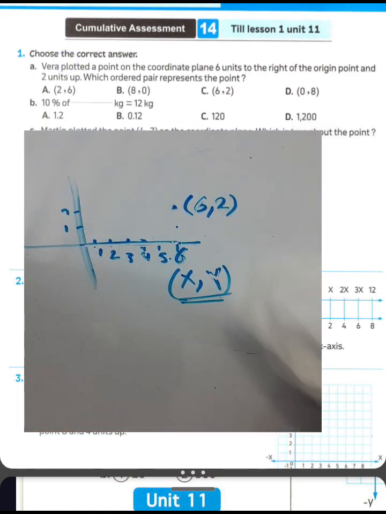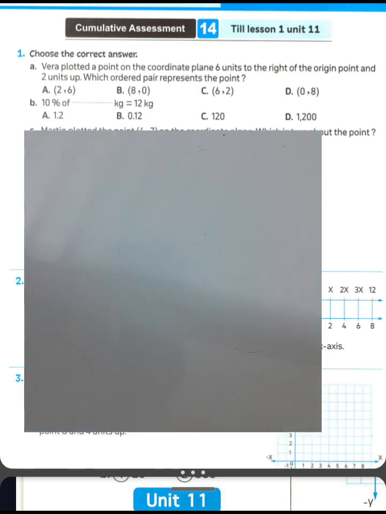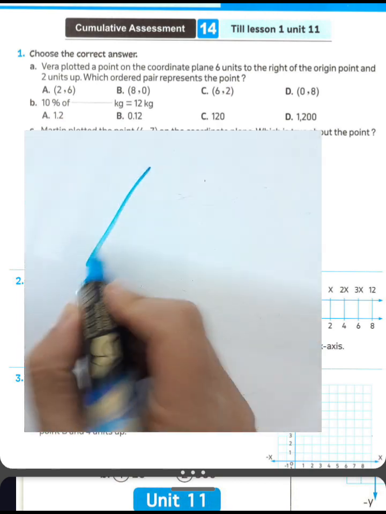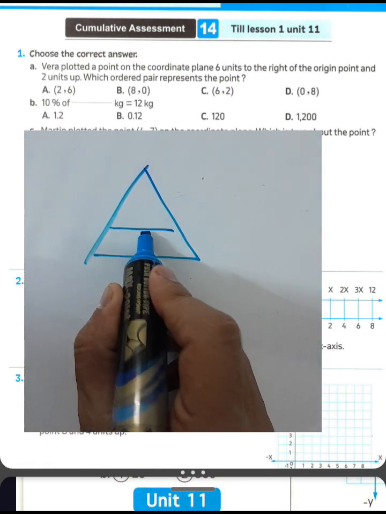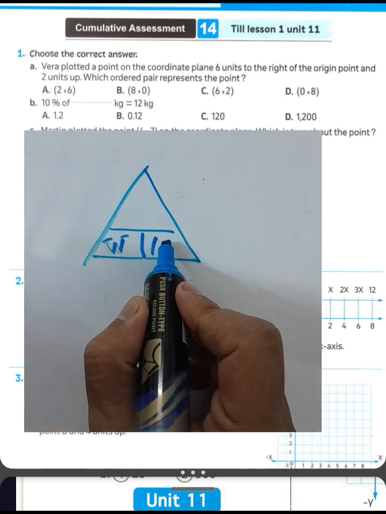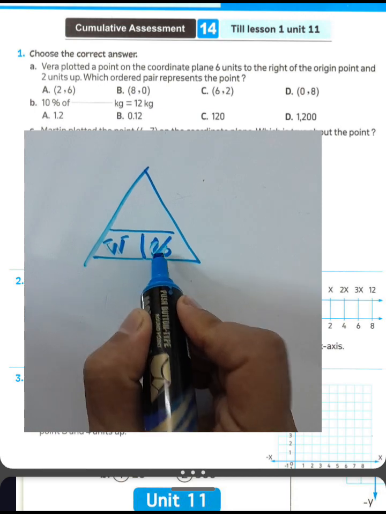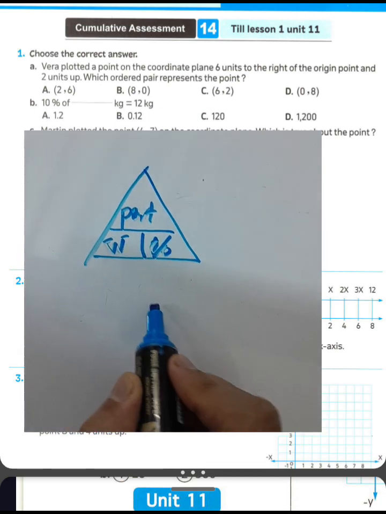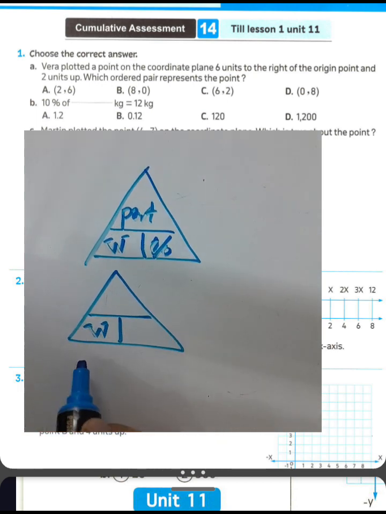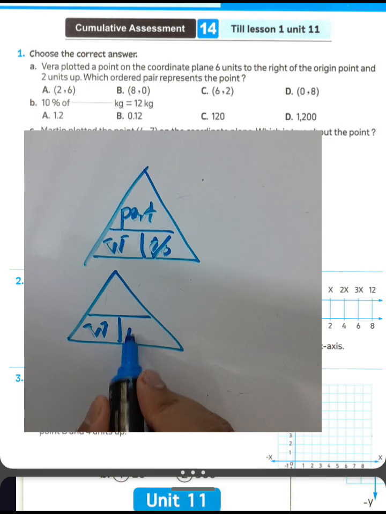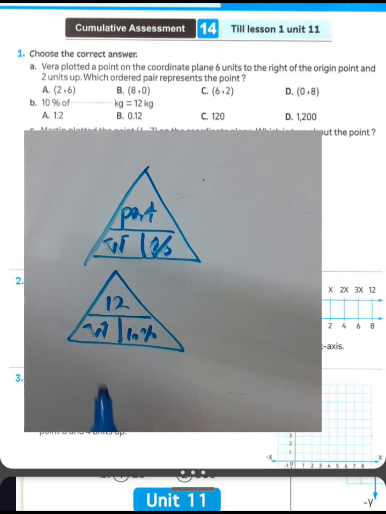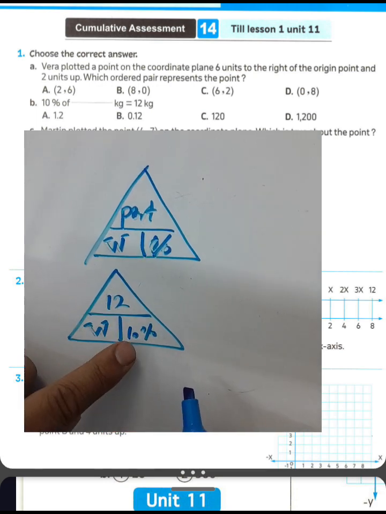Question letter B. 10% of a number kilogram equals 12 kilogram. Okay, we want to find the whole number. Draw this triangle here. Right here is the whole number, the total number, and right here is the percent, and here the part. In this example, we want to find the whole number, and he gives us the percent, which was 10%, and the part, which was 12. To find the whole number, you must divide 12 by 10%.